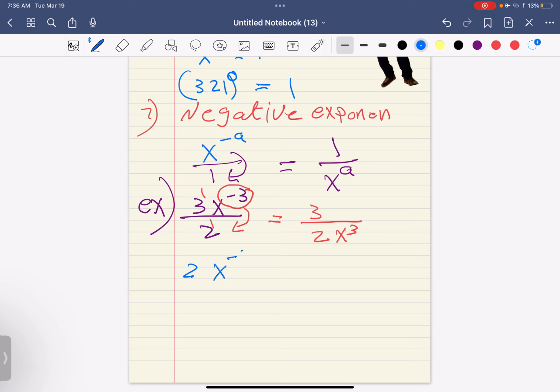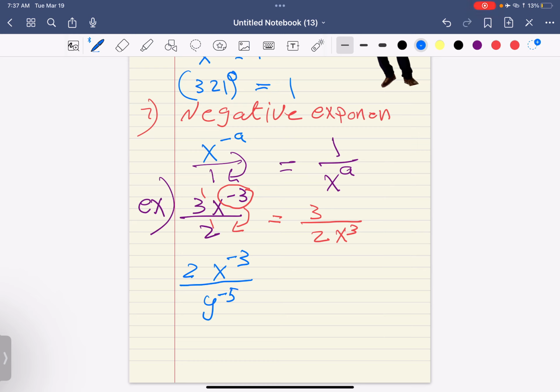2x to the negative 3 over y to the negative 5. Notice I have x to the negative 3 on the bottom. I'm sorry, x is a negative exponent here. Someone was calling me. That's why I got distracted a little bit.